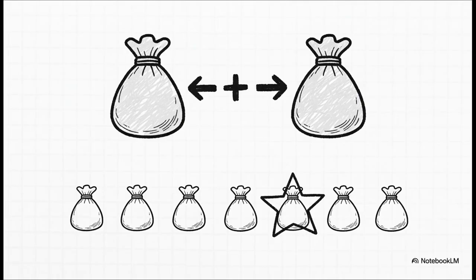So for every day, we just add the best profit from the left to the best profit from the right. This gives us a whole list of potential total profits. And you guessed it, the biggest number in that list is going to be our answer. It's a totally different way of thinking about it, but it gets you to the exact same place.